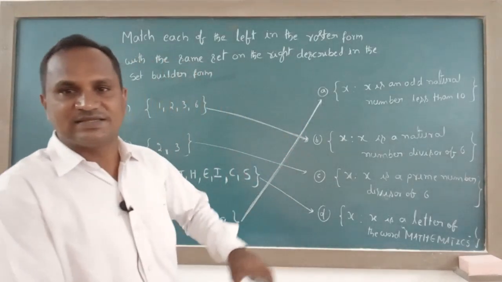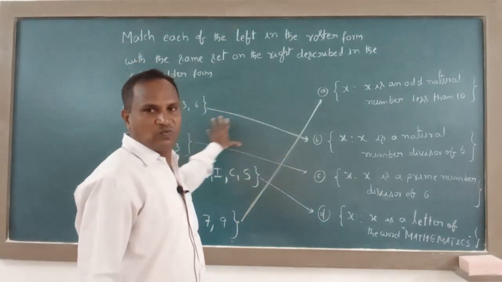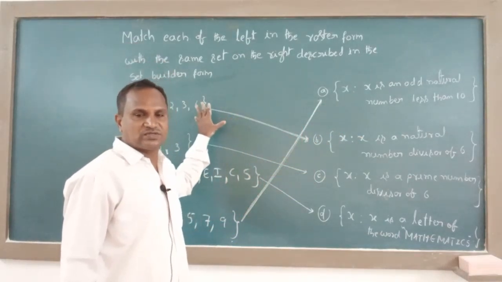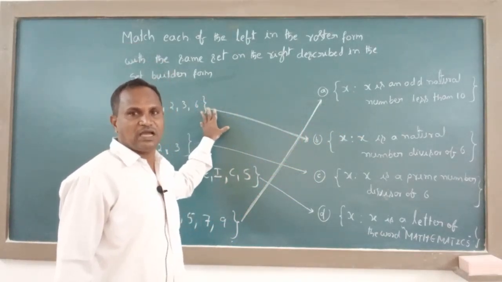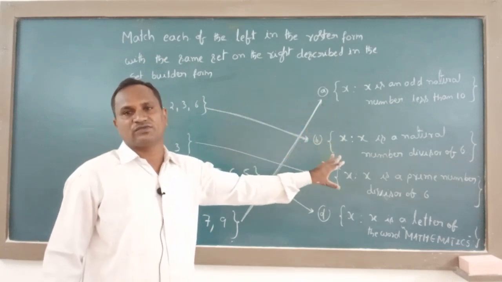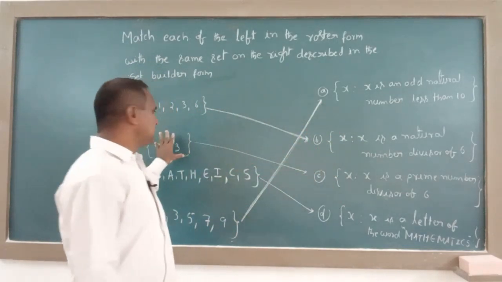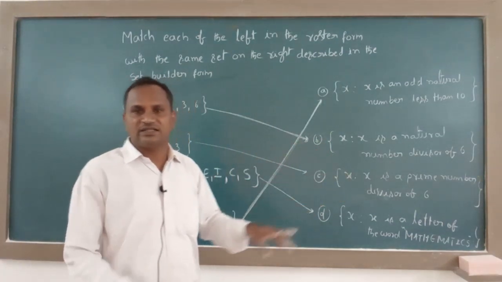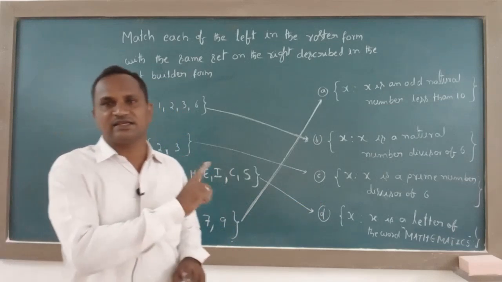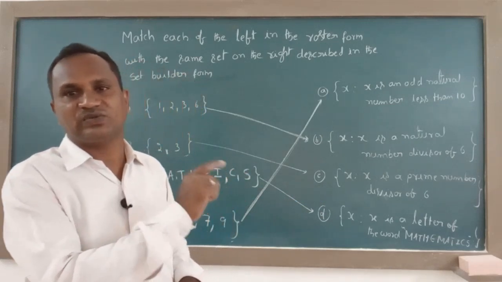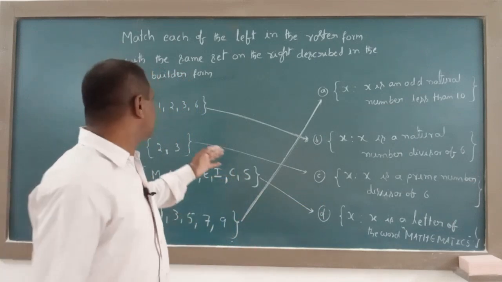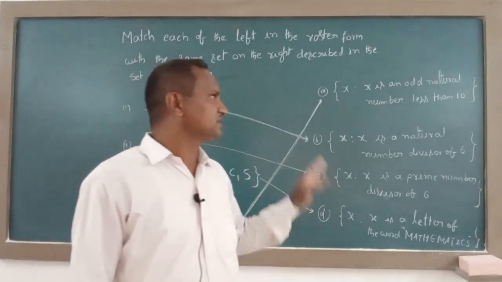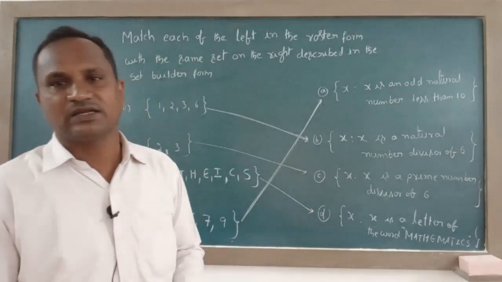Like that, on one side they gave roster forms, on the other side they gave set builder forms. We must check which roster form of the first question is mapped with which question of the set builder form, and the second roster form with which question of the set builder form. Like that, we must match. We should draw a matching between question to question. Like that, we match all these 4 questions to all 4 questions of the set builder forms. That is the answer for this question.